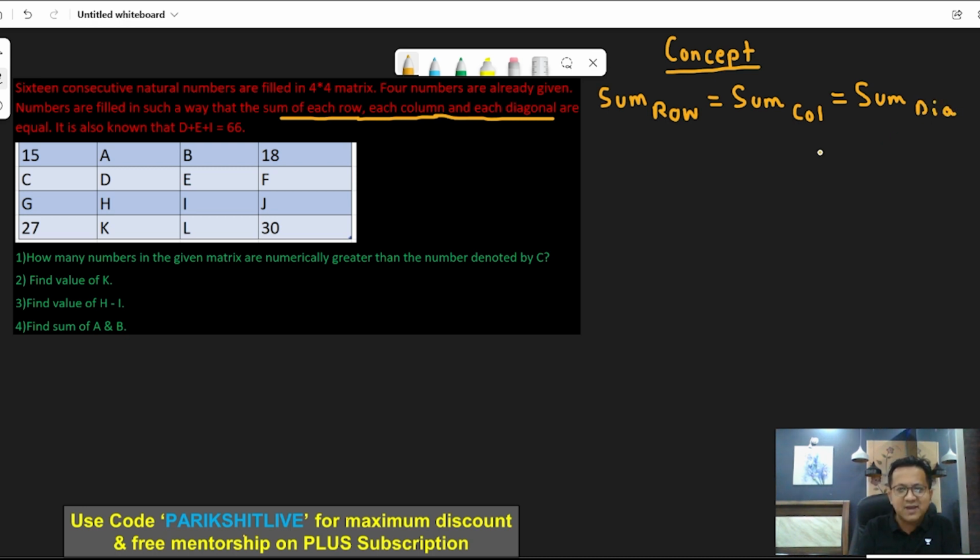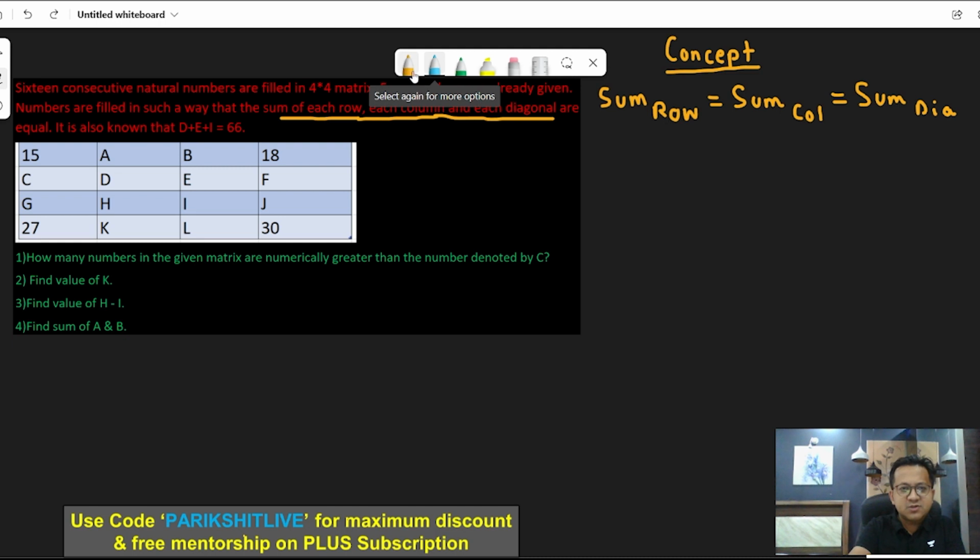I hope you understand what a diagonal is. The diagonal would be this one. So these two are the diagonals. The sum of numbers across each diagonal, each row, and each column should be the same. So if you ever come across such a puzzle, if you know the concept, there is actually a trick which many of you probably are not aware of. So first, let's understand this concept.